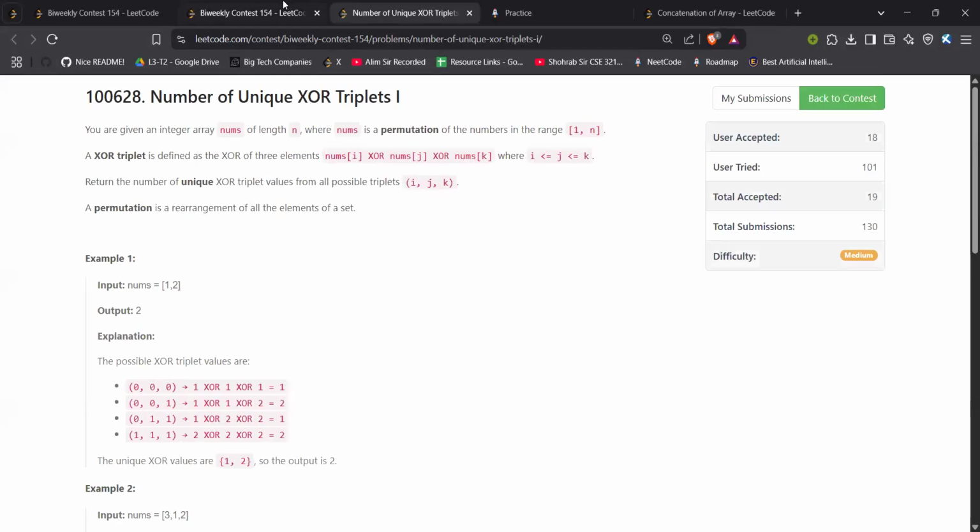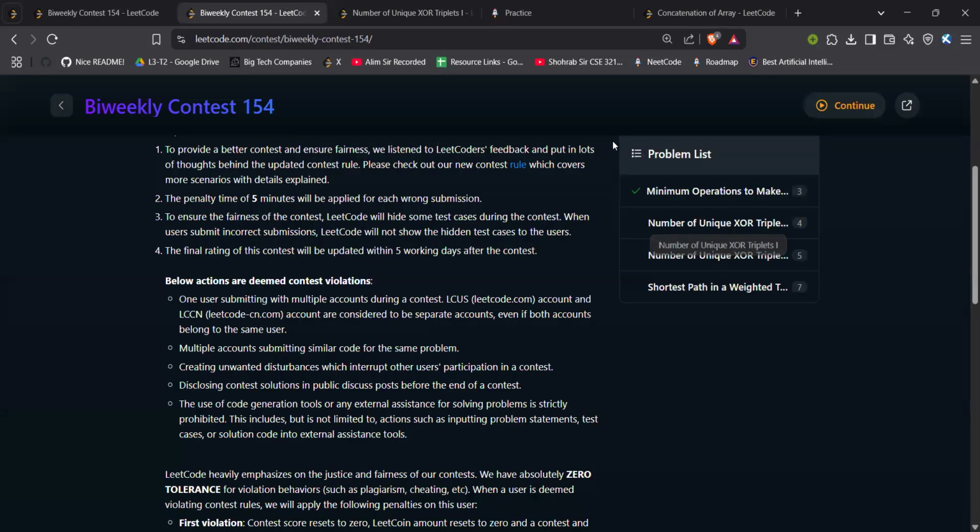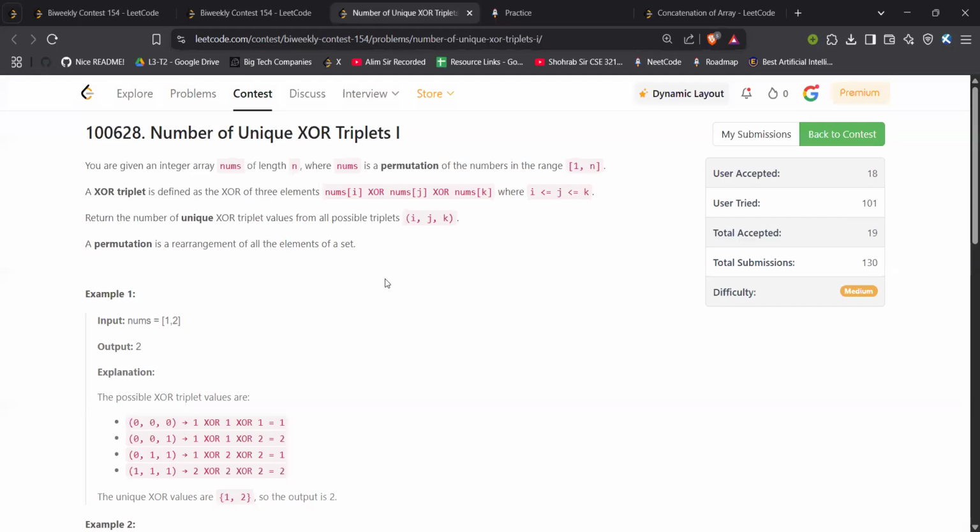Okay, so let's solve the second one, which is a bitwise problem. Now I'm not very good at bitwise. Let's see what happens. The problem says number of unique XOR triplets I. Unique XOR triplets.